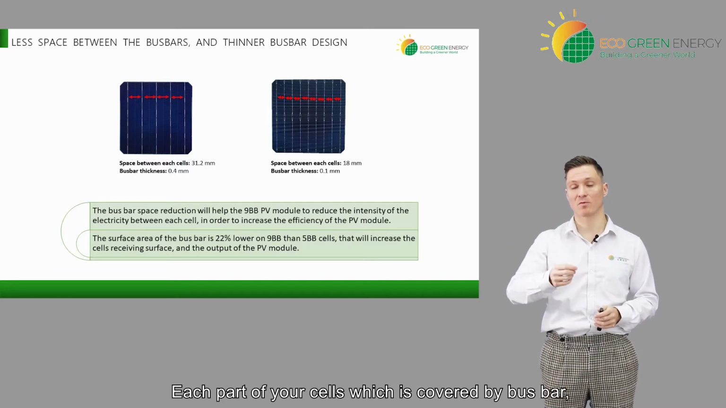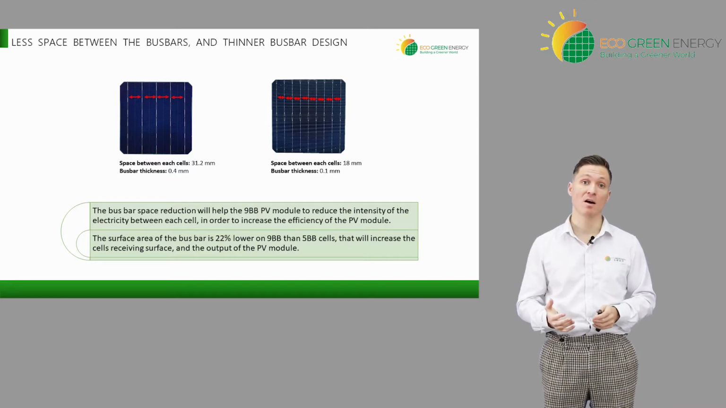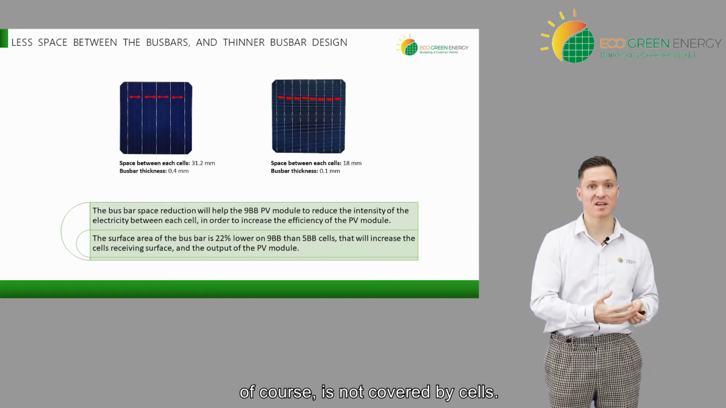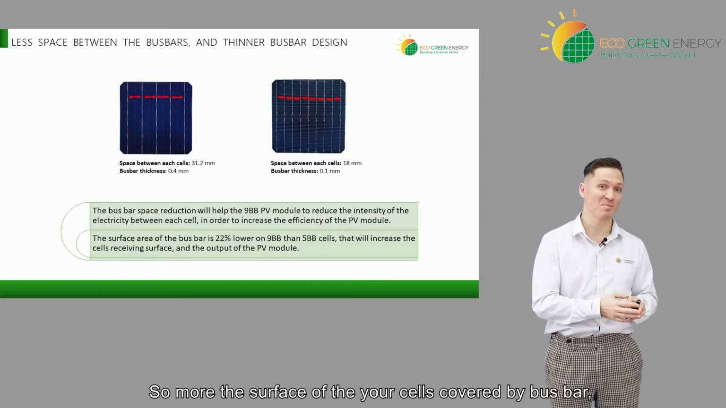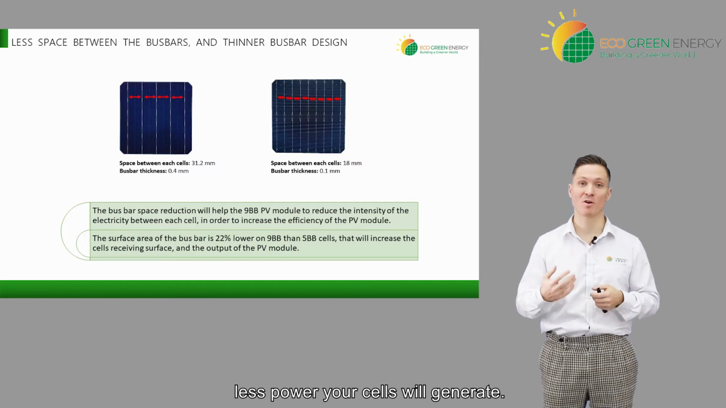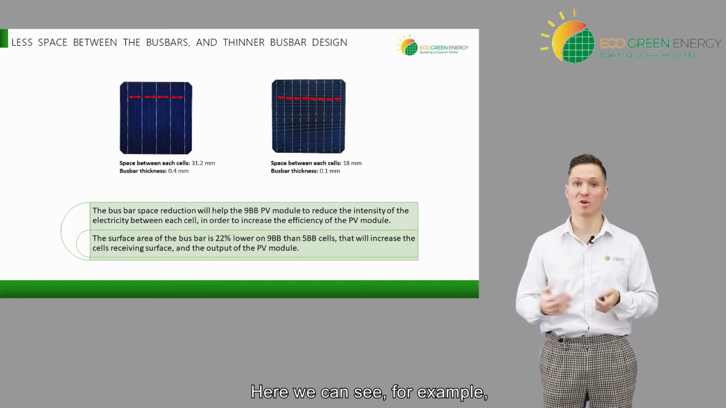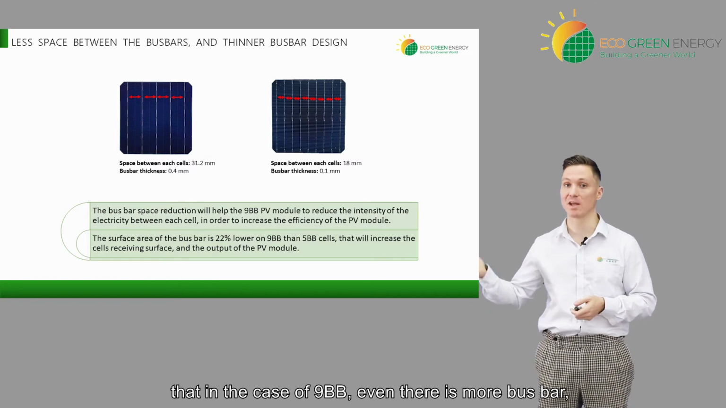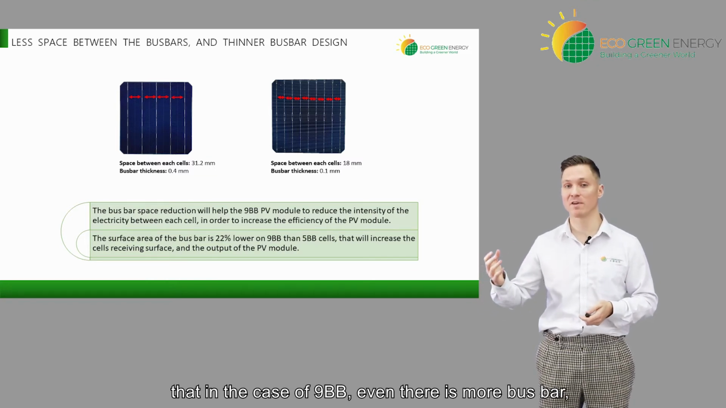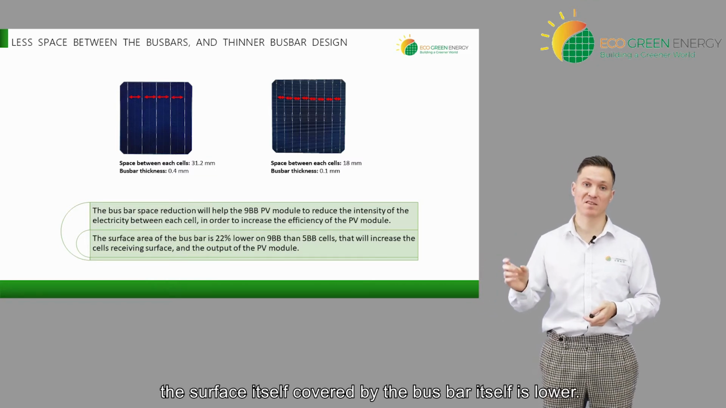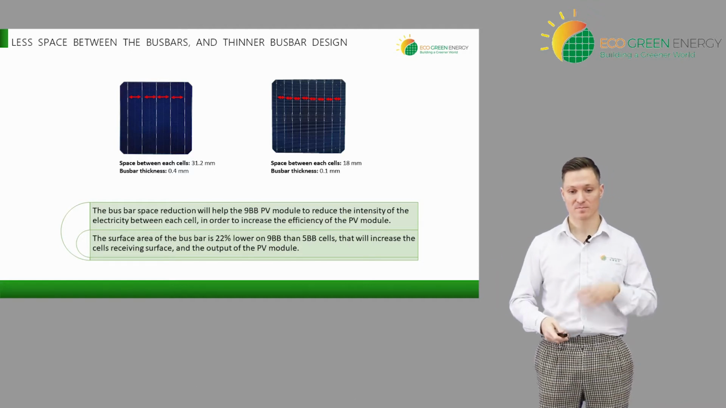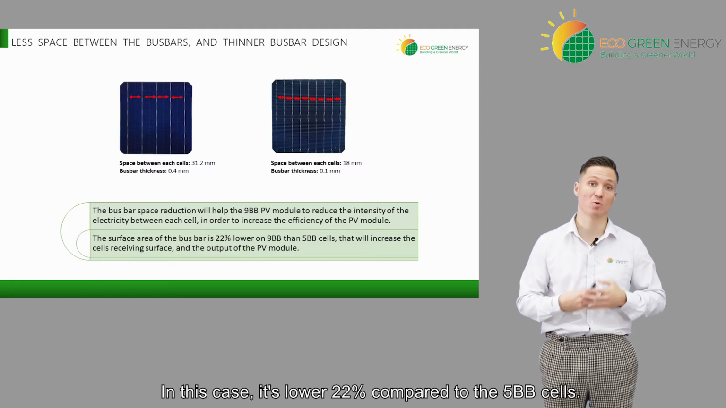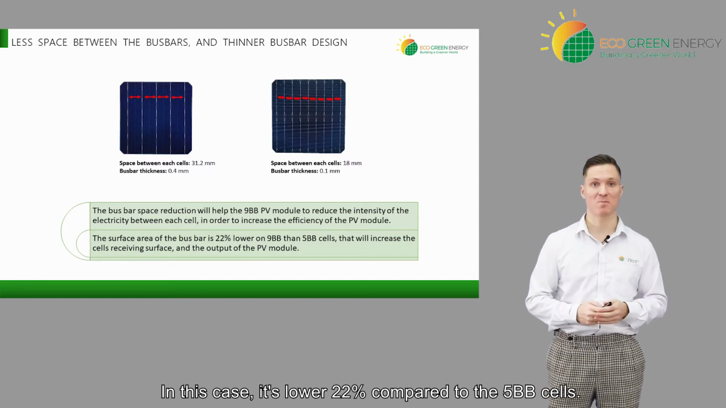Each part of your cells which is covered by busbar, of course, is not exposed to light. So the more the surface of your cells is covered by busbar, the less power your cells will generate. Here we can see, for example, that in the case of the 9 busbar, even if there are more busbars, the surface covered by the busbars is lower. In this case, it's 22% lower compared to the 5 busbar cells.